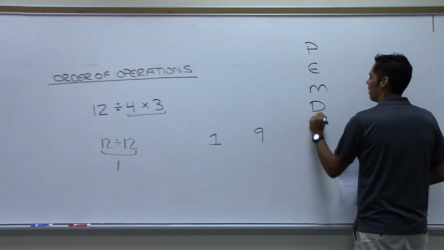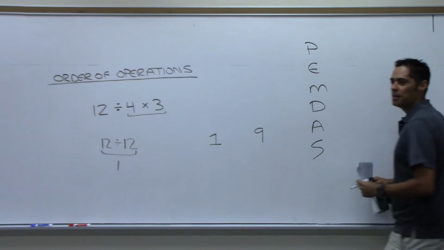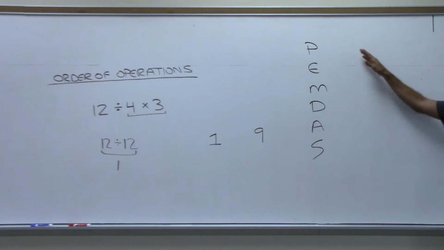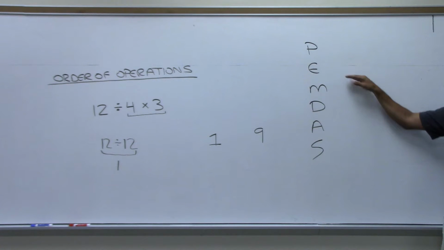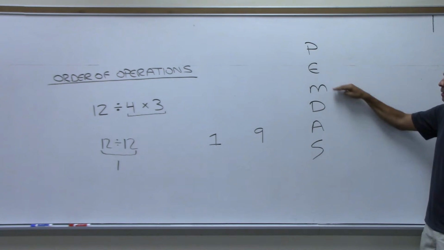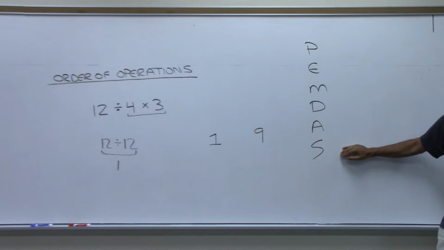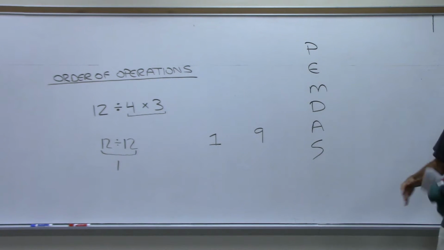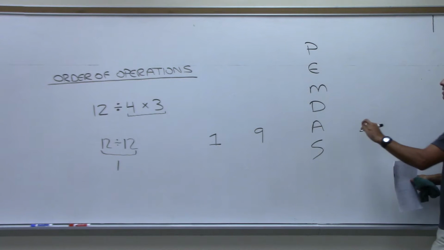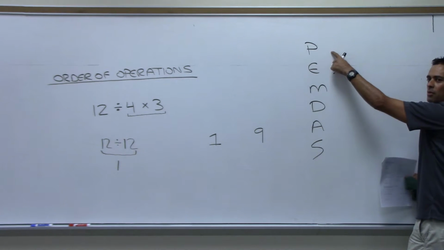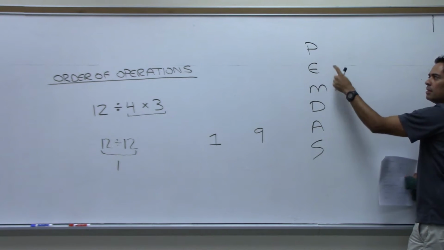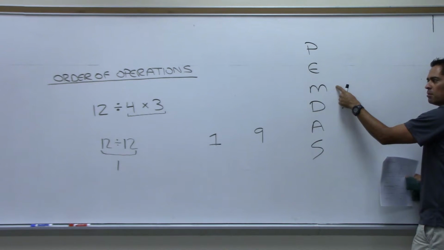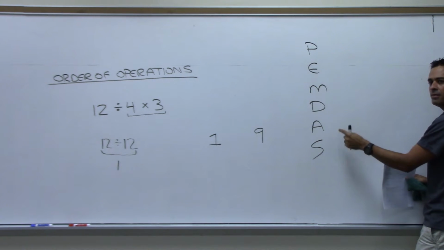PEMDAS. Now there's all these little cute acronyms for this, right? Anyone have one of the acronyms? Please excuse my dear Aunt Sally. That's the one I learned too. All right? Anyone learn a different one? Okay, so we all excused Aunt Sally, yes? So this meant you always do what first? Parentheses, then exponents, multiply, divide, add, subtract.